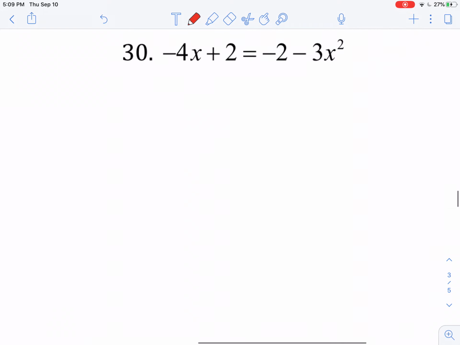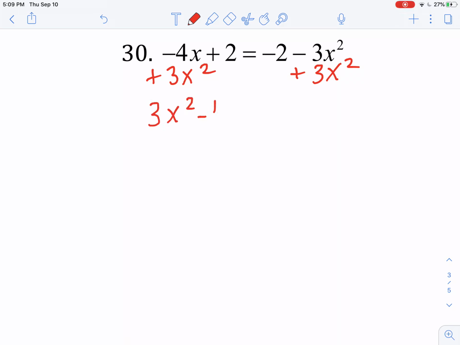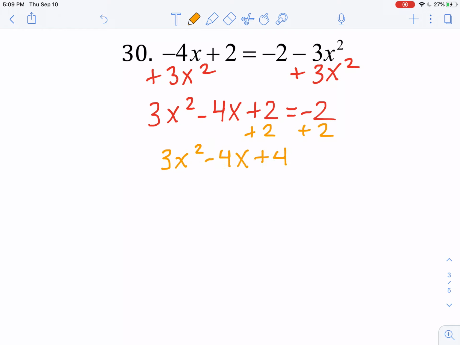All right, number 30. I have both x squared and x terms, so I'm going to now get it equal to 0 to start. So I'm going to move the 3x squared over because it's negative right now, and I know I like x squared to be positive, so I'm going to add 3x squared to both sides. I get 3x squared minus 4x plus 2 equals negative 2. Now I want to move that negative 2 over, so I'm going to add 2 to both sides. 3x squared minus 4x plus 4 equals 0.